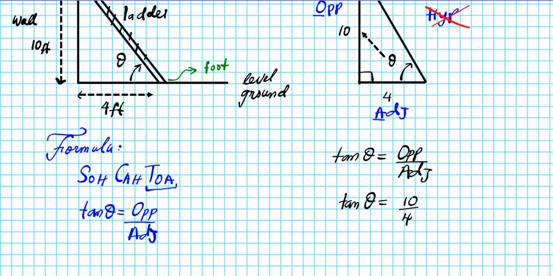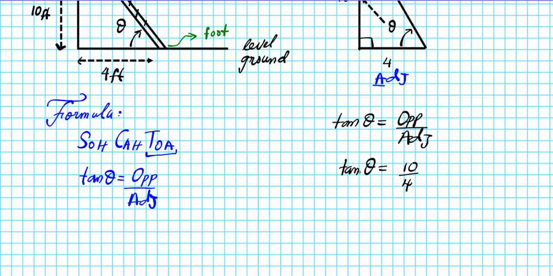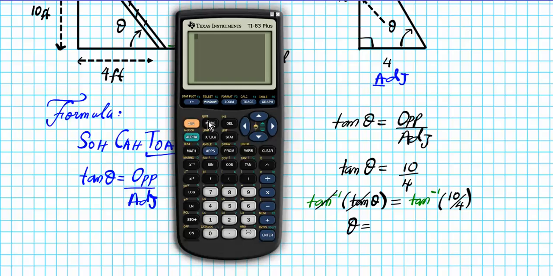Now to get theta isolated, we have to undo the tan function. And how can we undo tan? Do we divide? No. What we do is we use the inverse tan. Okay, so you take, not multiply, you take the inverse tan of both sides of the equation, and that will eliminate the tan function that you have on the left side. So that cancels out. So theta is the inverse tan of 10 over 4. All right, so we're going to let our calculator finish this off. So we're going to compute the inverse tan of 10 divided by 4.